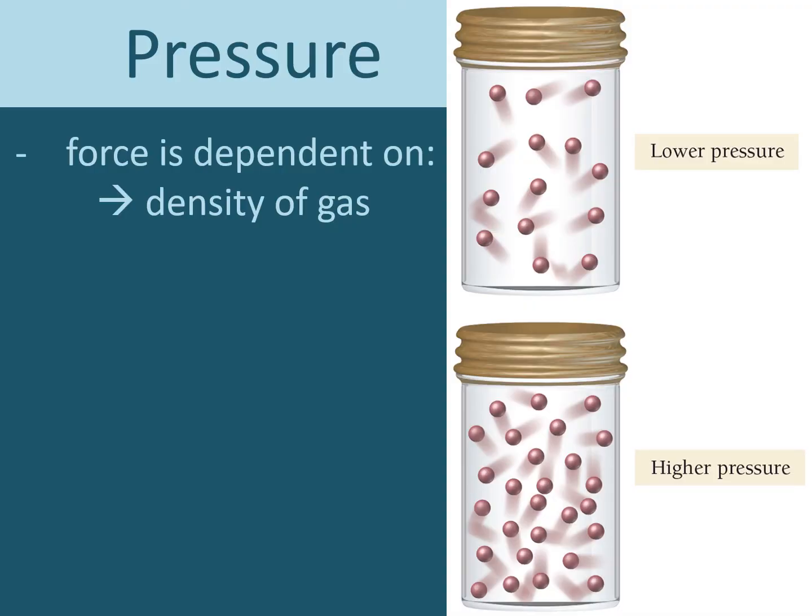Another way to illustrate this is if you have two containers of the same size. In one container, you have fewer molecules, and in another container, you have more molecules. The container that has more molecules crammed into the same volume will have a higher pressure. The density of the gases is higher. There are more molecules colliding with the sides of the container. There's more force on the sides of the container, and therefore the pressure is increased.